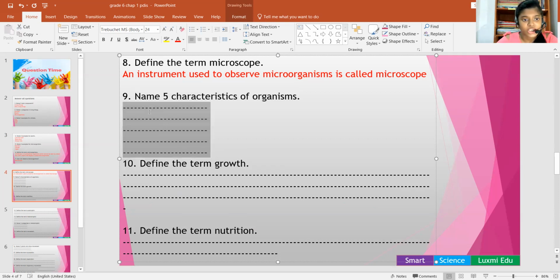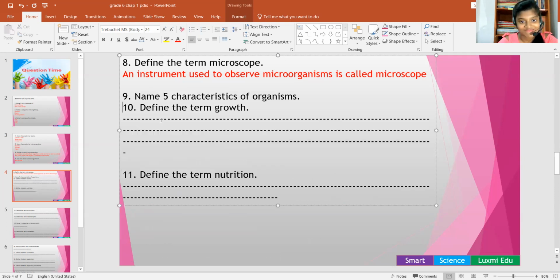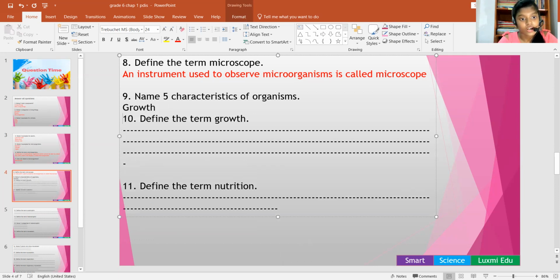For an example, if we take you, what are the characteristics you have? Studying? No. We can say growth. You saw your frock or your shoes when you are in smaller grades. If you have your small socks or small dresses, it is not fit for you because you have grown. Okay, growth. Second one is nutrition.